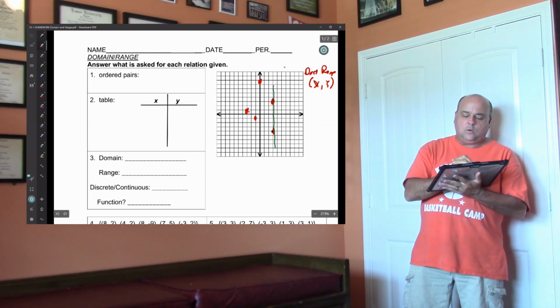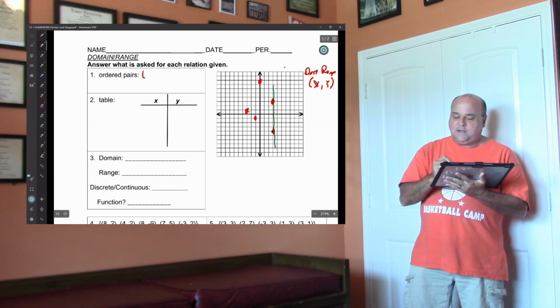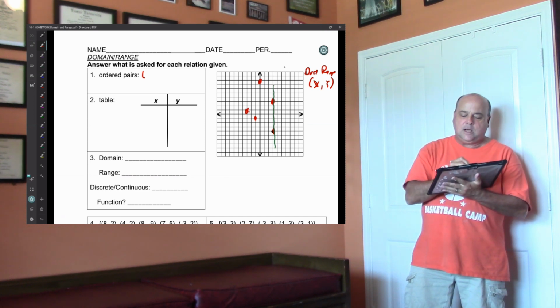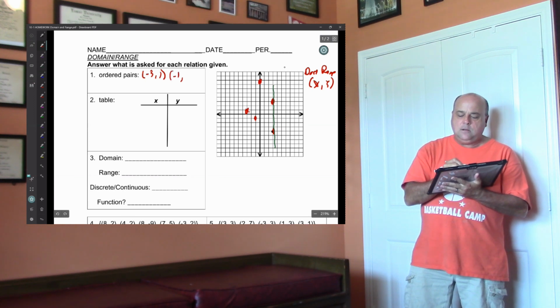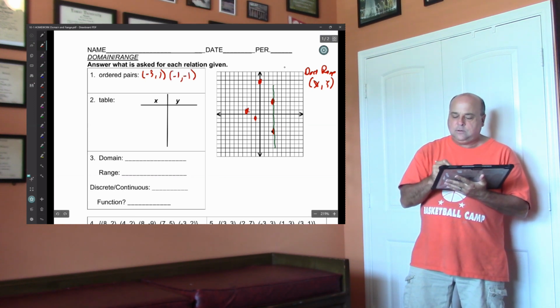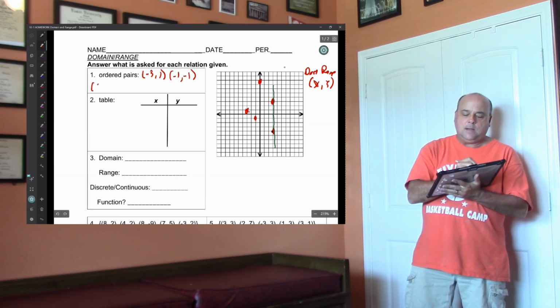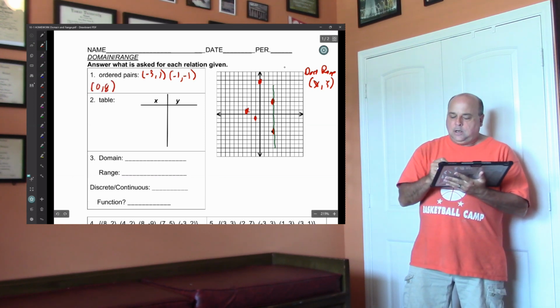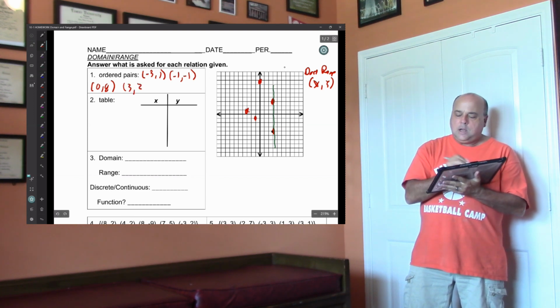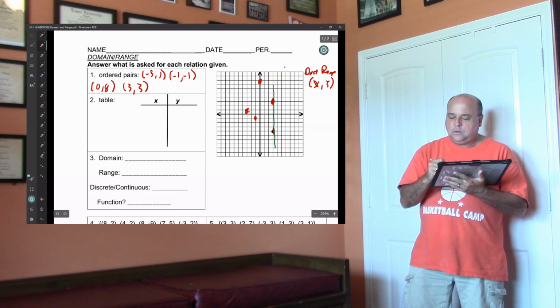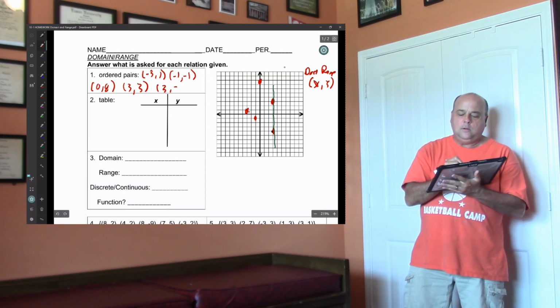So let's write down our ordered pairs, going from left to right. First is negative 3, comma 1. And then we would have negative 1, comma negative 1. Going from left to right, 0, comma 8. And then 3, comma 3. And then 3, comma negative 4.